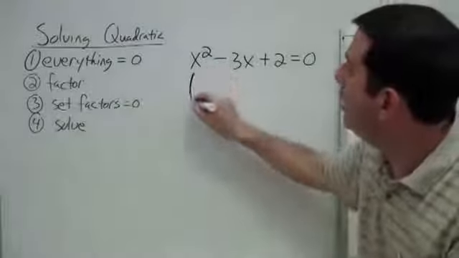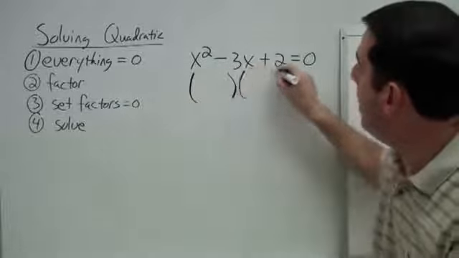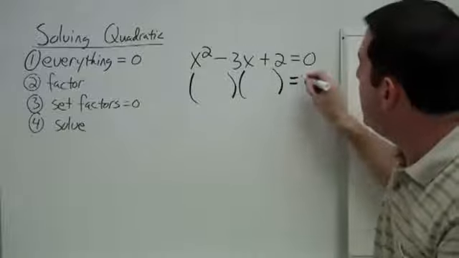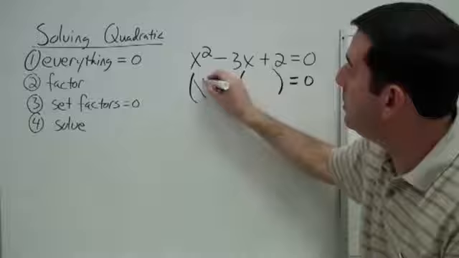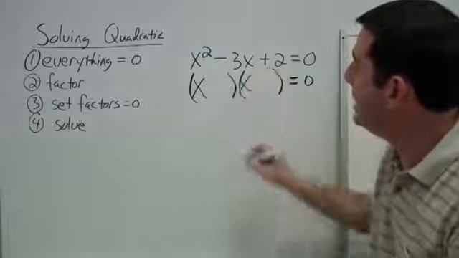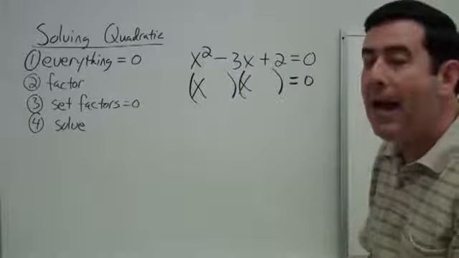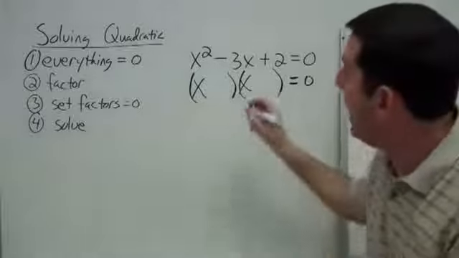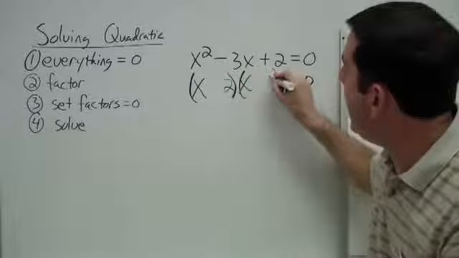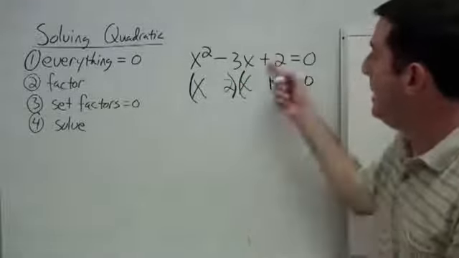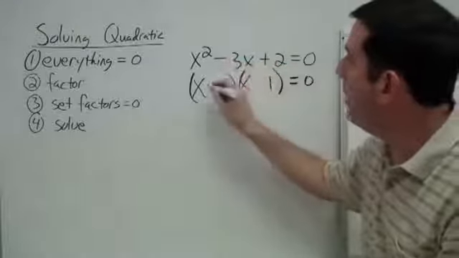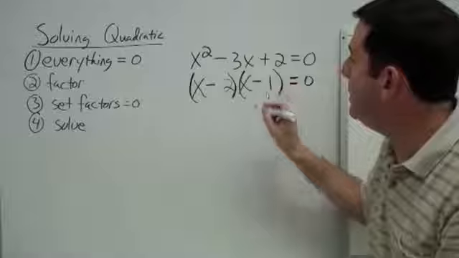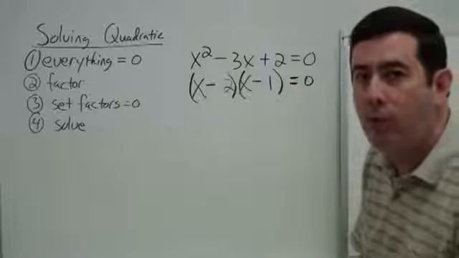That means I'll put down 2 sets of parentheses. Now, to get an x squared on the front, we would multiply x times x. To get a 2 on the back, the only way to do that is to have a 2 and a 1. The signs here are going to be the same. They're both going to be negatives. So there is our factored form.